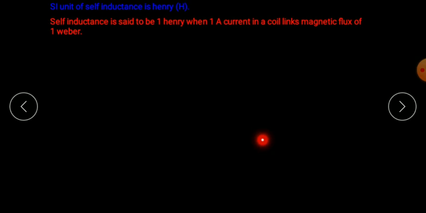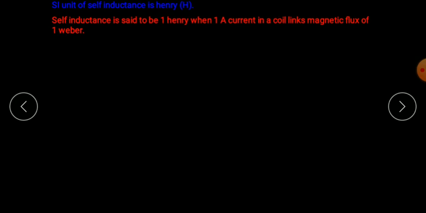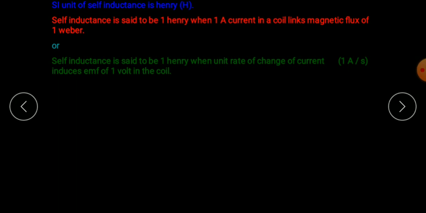Now the SI unit of self-inductance is Henry. Self-inductance is said to be 1 Henry when 1 ampere of current in a coil links a magnetic flux of 1 Weber. I hope this is clear to you. Self-inductance is also said to be 1 Henry when a unit rate of change of current induces an EMF of 1 volt in the coil.